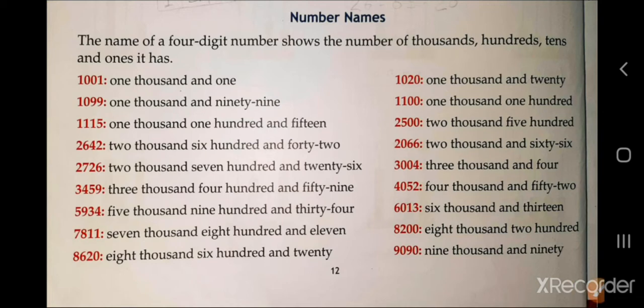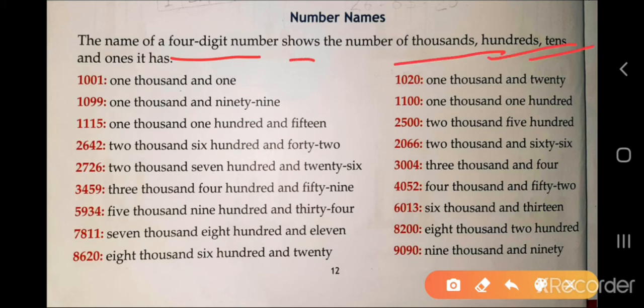In this video we will solve chapter 2b, and before starting chapter 2b we will learn something. We'll learn the number name of a 4-digit number. Okay, so let's start. The number name of a 4-digit number shows the number of thousands, hundreds, tens and ones it has. Okay, so first of all you need to know that if any number is 4-digit, then that number is in thousands.